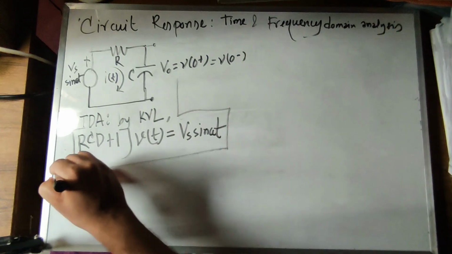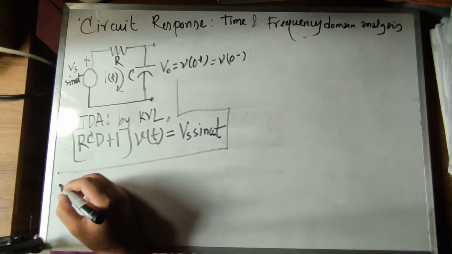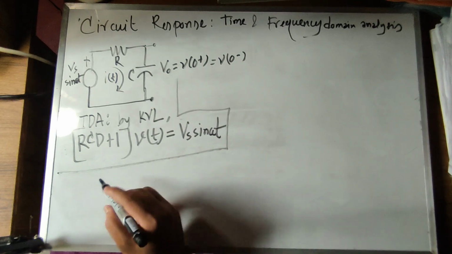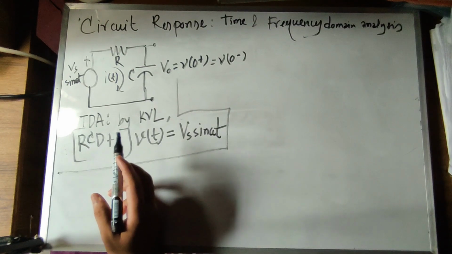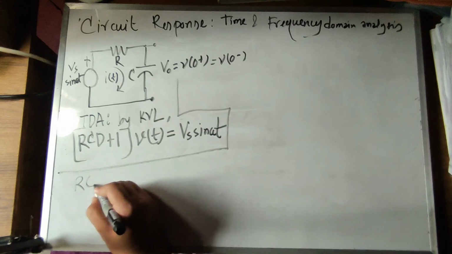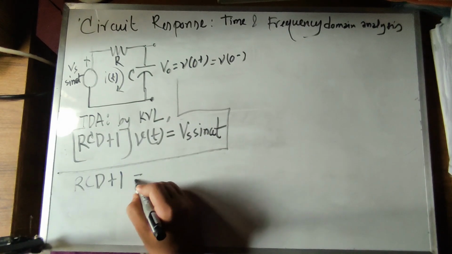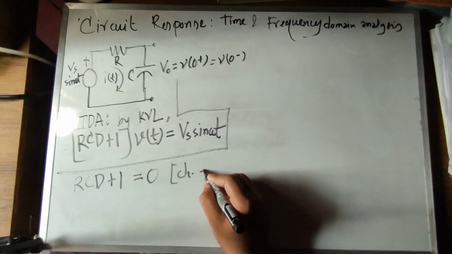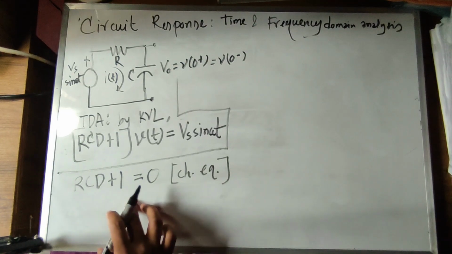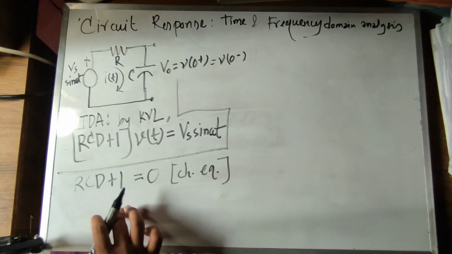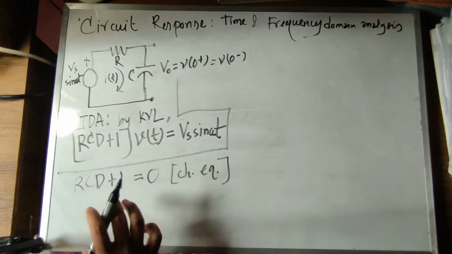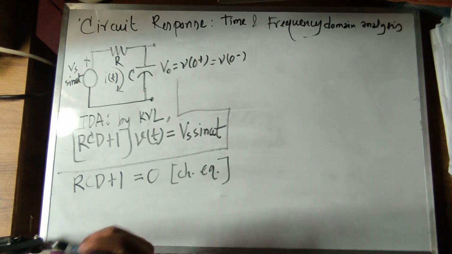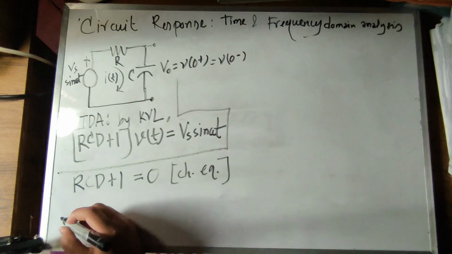We're gonna find out the complementary solution. The complementary solution can be found by solving the characteristic equation of the LTI system. So RCD plus 1 equals 0. This is the characteristic equation. This equation is also what we call the complementary equation, which will give us the complementary solution from which we can get the transient part of the response.